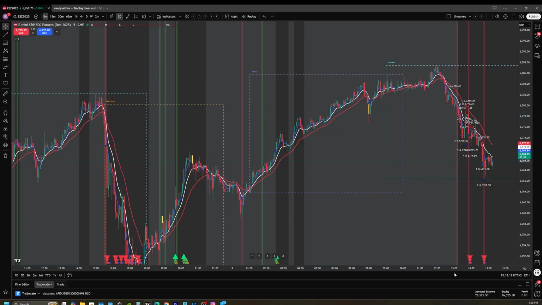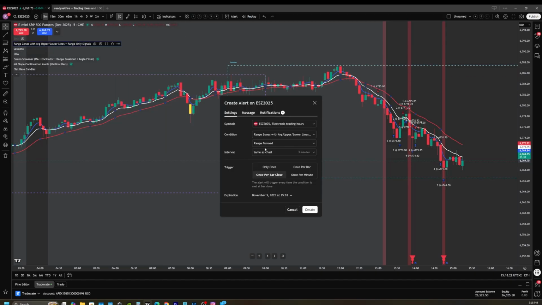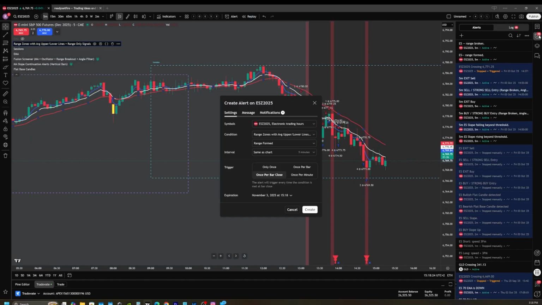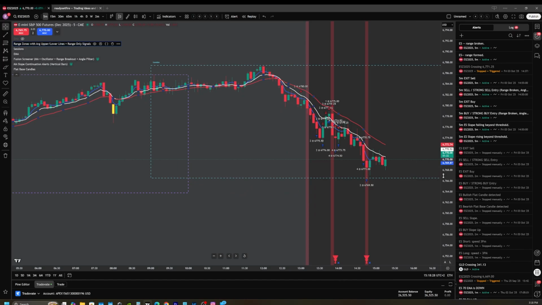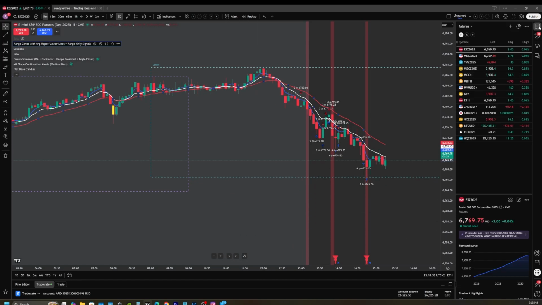Here, range broke. Boom. As a matter of fact, let me set up the alerts right now. Range zone, so I'm gonna set the alert. Actually, I think I already did set the alerts. Yeah, I already got those. That's what I'm gonna do for Monday. I keep saying tomorrow for Monday.